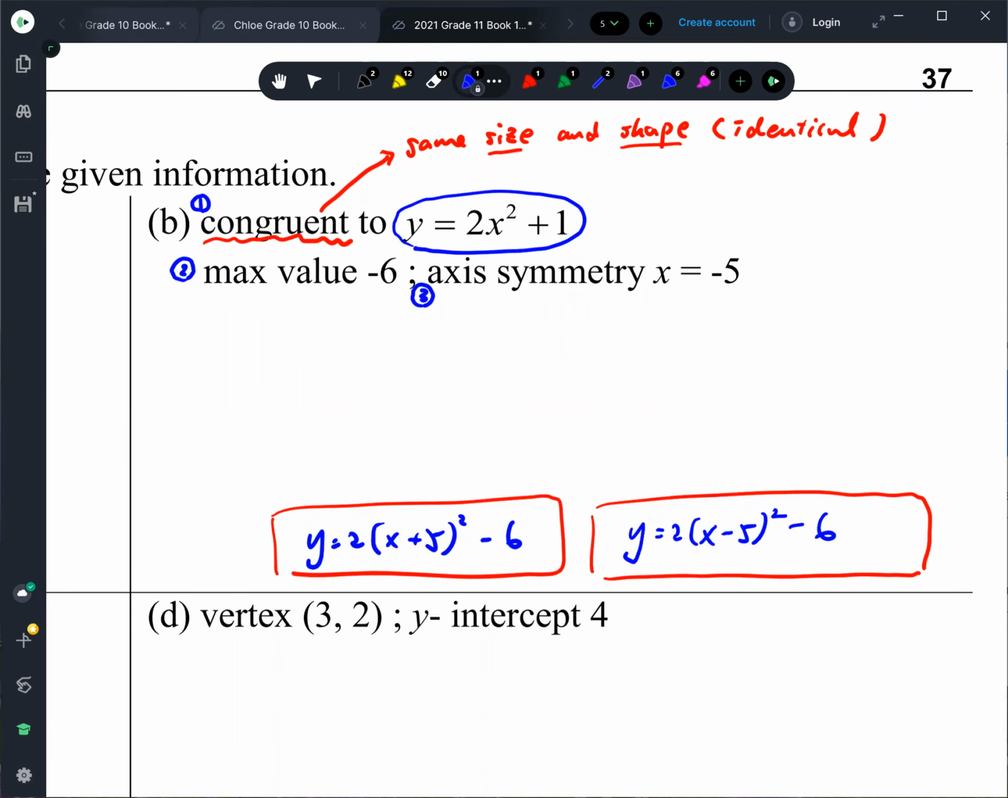Okay, it says it must be congruent to y equal to x squared plus 1. So first we need to know what this guy looks like, right? So I can make it the same size and shape, right? So let's find out the APQ for this one.